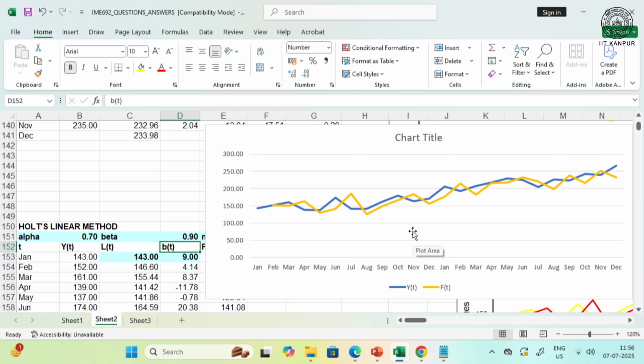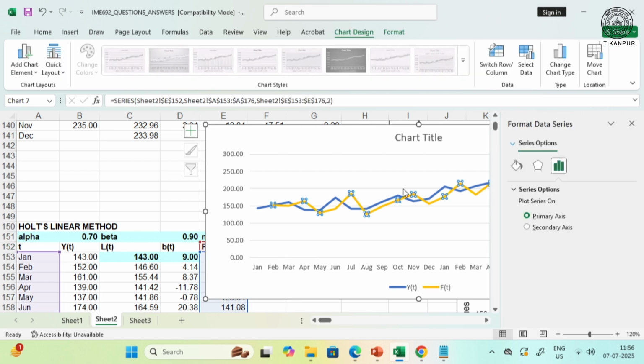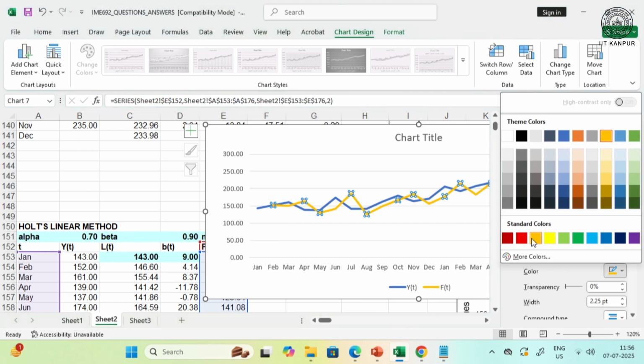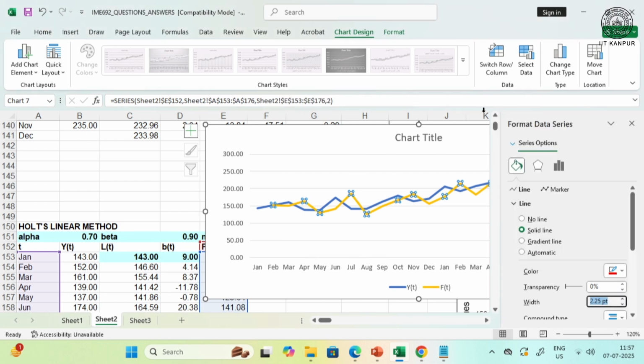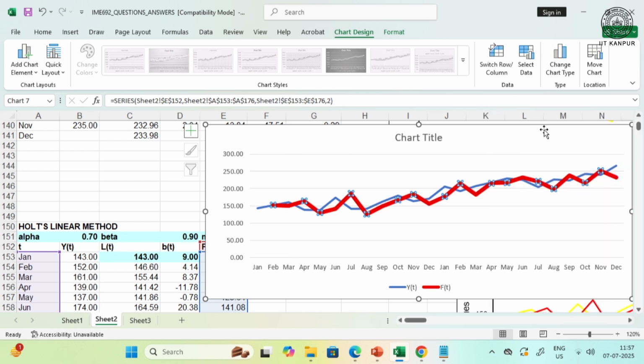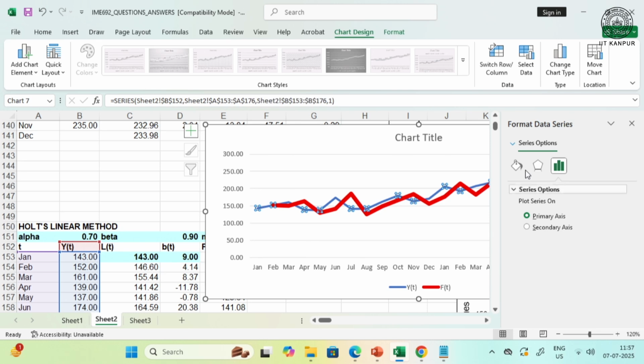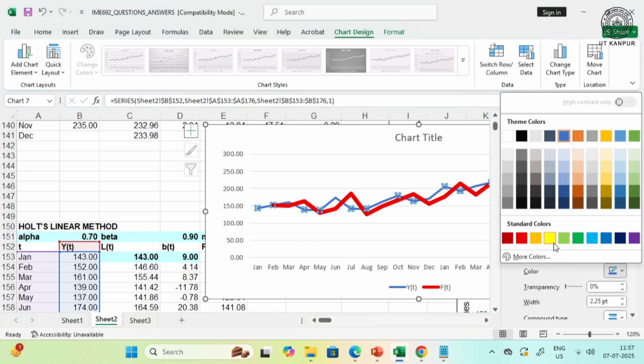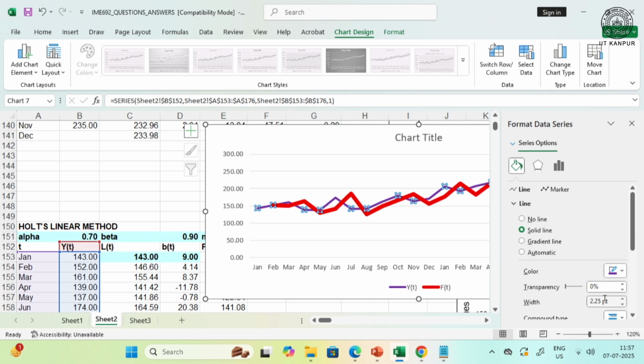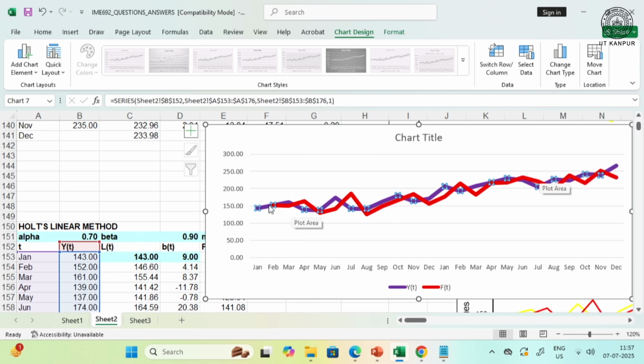The F value changes. F value is basically the yellow one. If you need to make it much more visible, let me change the color to red and let me change the width of that. Let me make it 5. So, this is the blue one. Let me make it dark blue or violet, and let me make the value also 5 units. So, done. So, basically the red one is the forecaster.